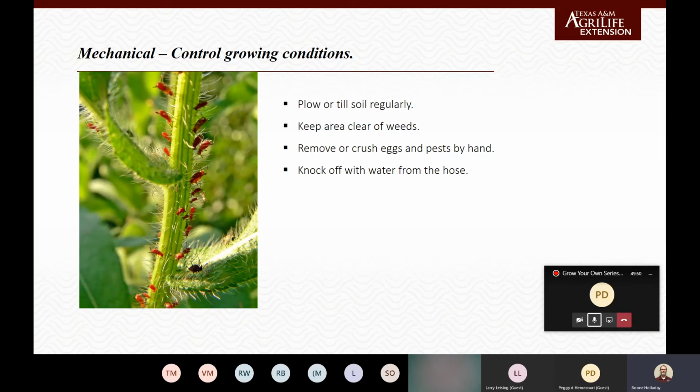Very simple is crushing eggs. If you see egg masses or specific pests like stink bugs, like leaf-footed bugs, or loopers, caterpillars, just pick them up, remove them, squish them, knock them off with the water hose. Just ways that we're going to disrupt the life cycle of those pests.